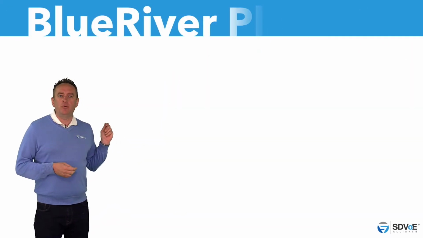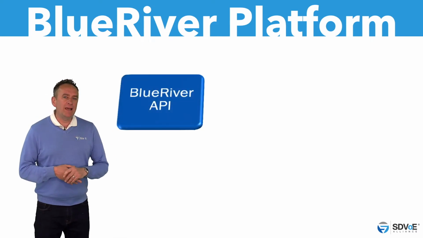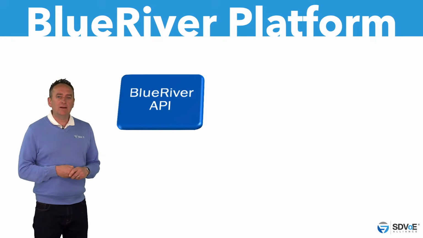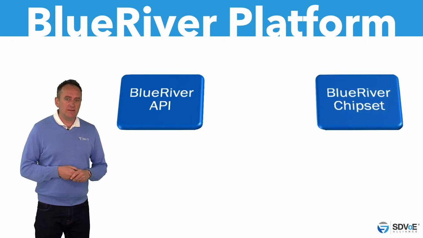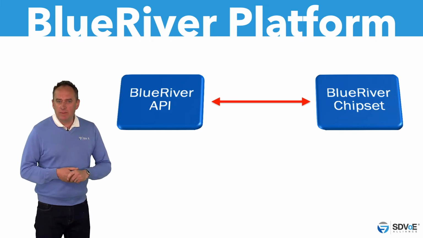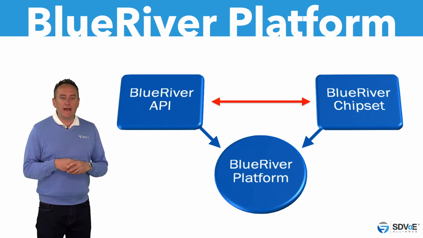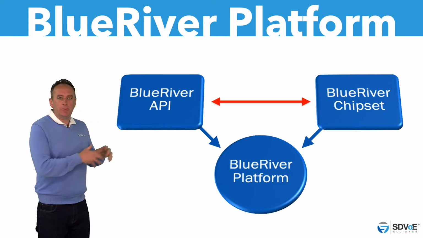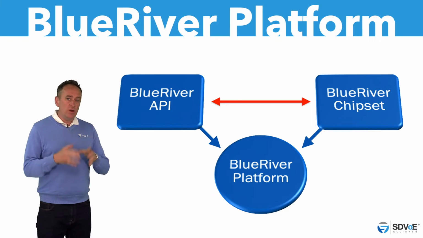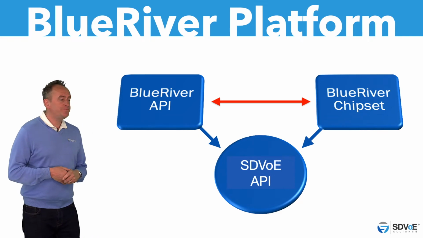The Blue River platform itself consists of two components: the Software Application Programming Interface, or API, and the hardware called the Blue River chipset. Together, the Blue River chipset and the Blue River API are tightly coupled. You cannot talk about one without the other, and it's this coupling which the SDVoE Alliance has adopted, and we refer to this as the SDVoE API.